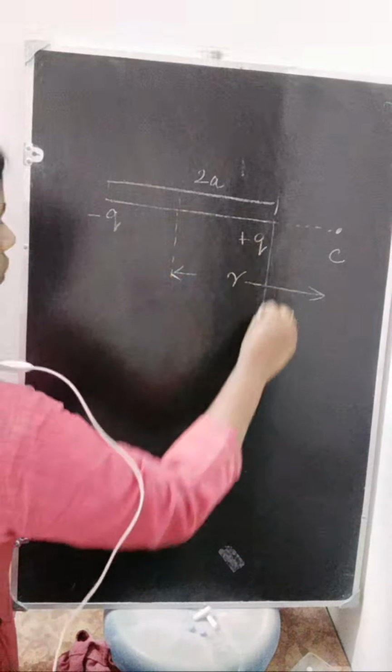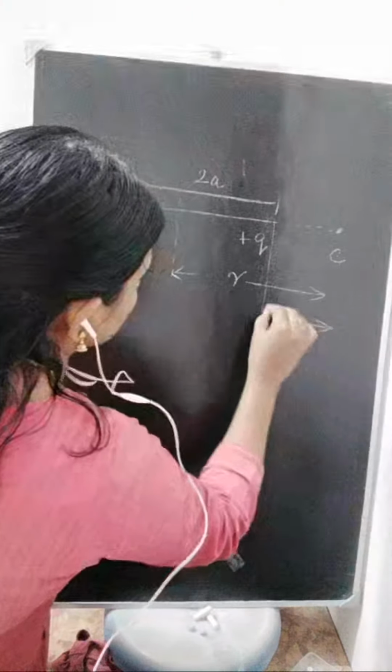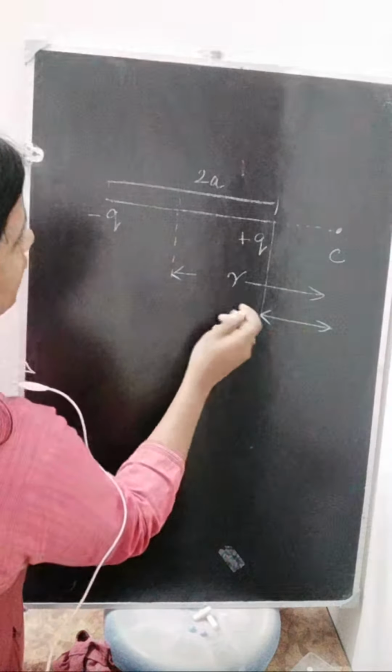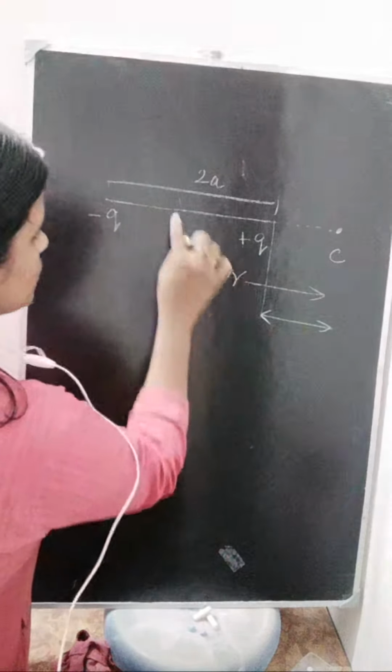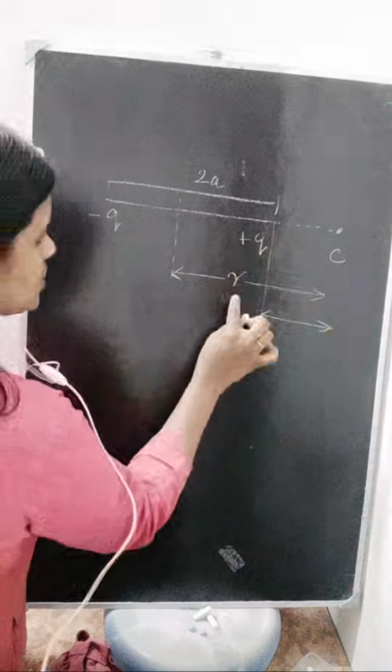Now if you go for the distance from plus q to C, what is the distance? We need to see what the distance is between these two. So this is the total distance from the center to the test point, r, and half of the dipole distance is a.